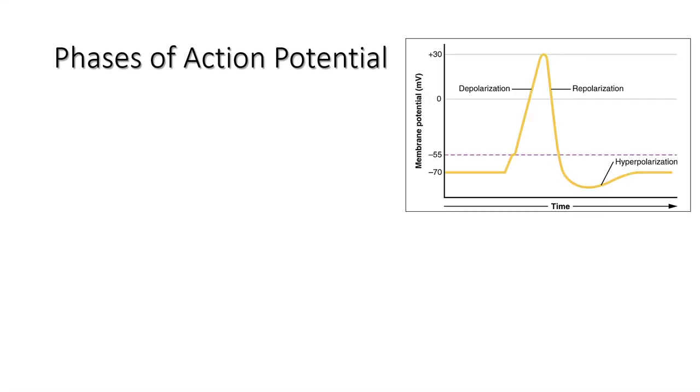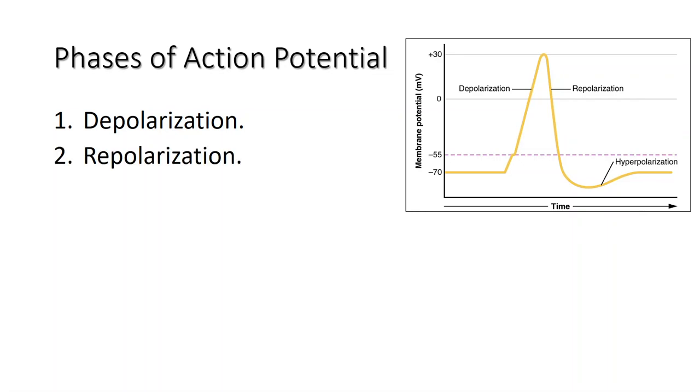To study the phases of an action potential, we plot a graph of voltage measured across the cell membrane against time. The phases of an action potential begin with depolarization, followed by repolarization. The repolarization goes past the resting potential into hyperpolarization, and finally the membrane returns to rest.